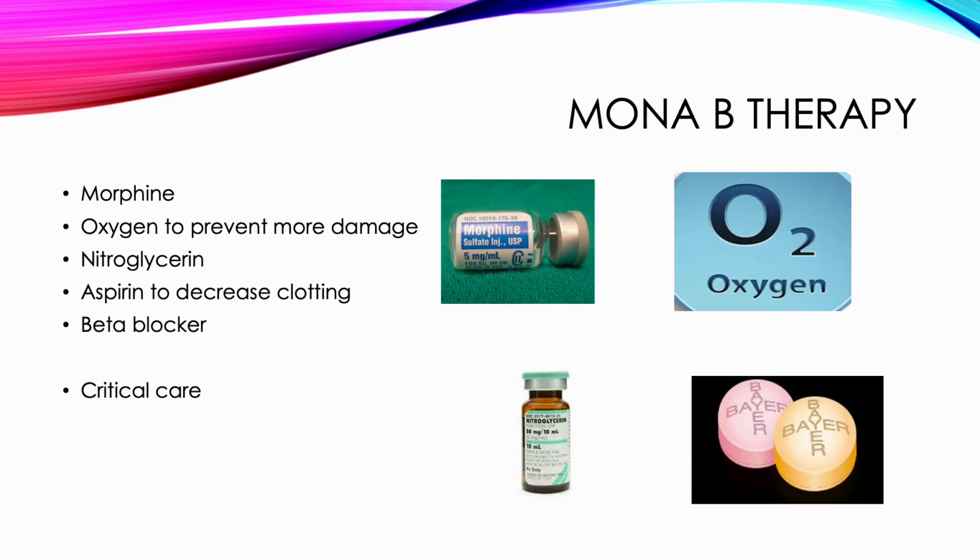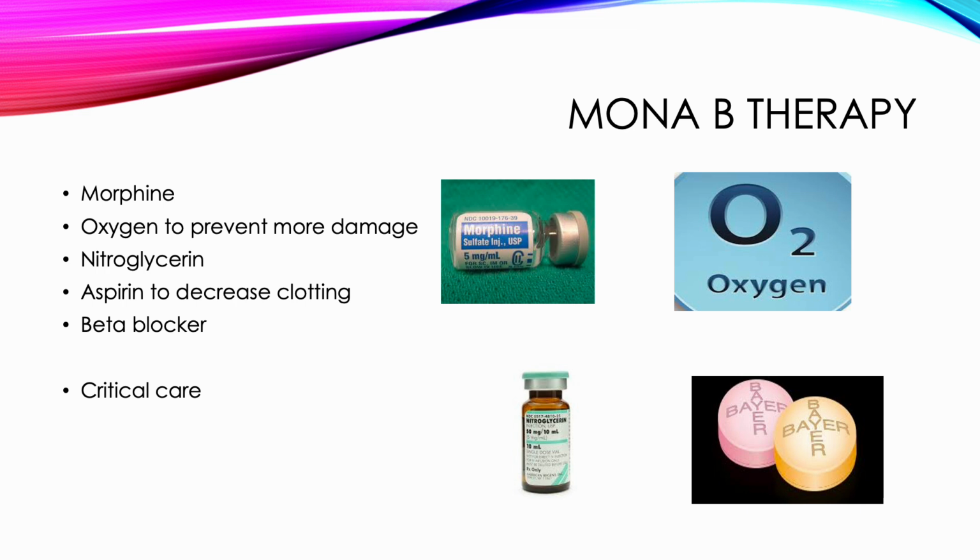All right, so MI is treated with MONA-B therapy, okay, which stands for morphine. You got to get the morphine for that chest pain because the chest pain is not going to be relieved with nitroglycerin. And morphine, you get rid of that pain. It's going to decrease the sympathetic outflow, and you got to get that heart rate down because when somebody has tachycardia, it eats up a lot of oxygen, right? So we got to get the heart rate down.